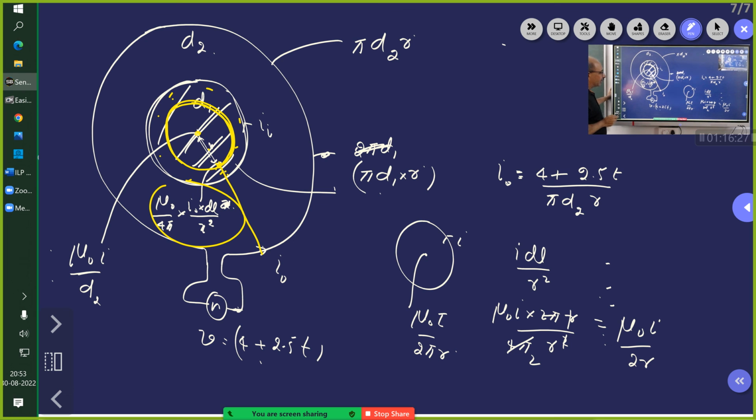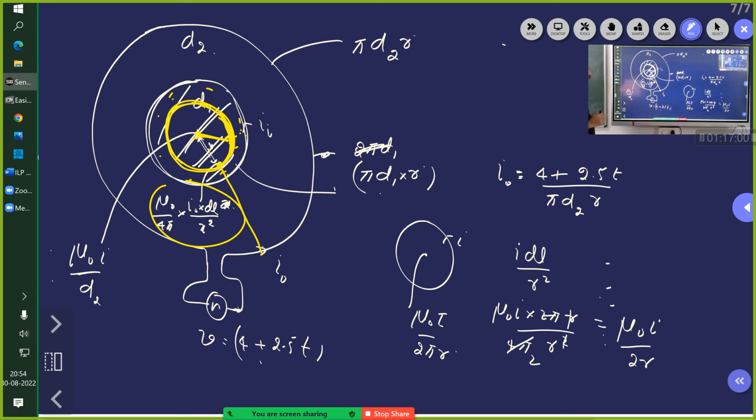Yes, sir. This magnetic field into the incremental area you take. What will be the incremental area here? 2 pi into this distance into this thickness. That will give you the incremental area, and B into A, the flux in this region. Then you have to integrate it from 0 to this diameter. Then you will get the total flux. You got it? Yes, sir.